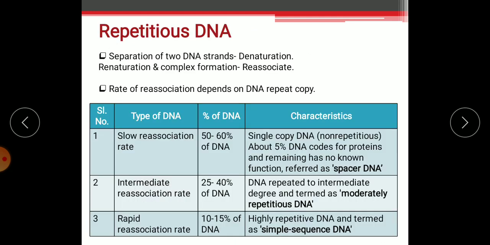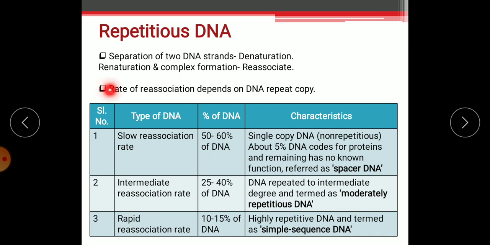Now coming to another term, which is the repetitious DNA. What do we mean by repetitious DNA? That is basically DNA which is in a repetitive format. As DNA is a double helical structure, the two strands of the DNA are always associated with each other. If there is separation between these two strands, that is called denaturation. Denaturation is the separation of the two DNA strands. And again, reassociation and complex formation is called renaturation.